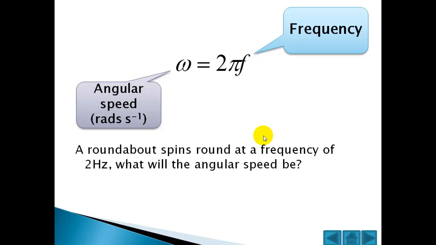To give an example, a roundabout spins round at a frequency of 2 Hz. What will the angular speed be? Well, if it were 1 Hz, it would sweep through 2 pi radians in 1 second. And this is 2 Hz, so in 1 second it spins around twice. So it's 2 lots of 2 pi. So it would be 2 pi times 2, which would be 4 pi radians per second.